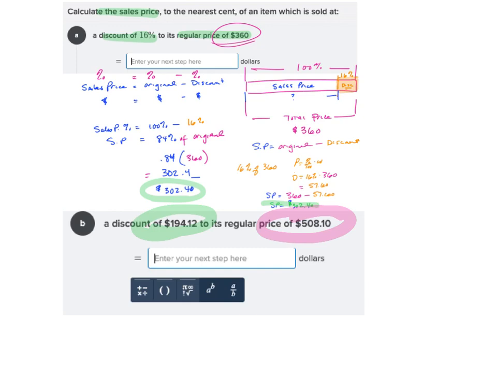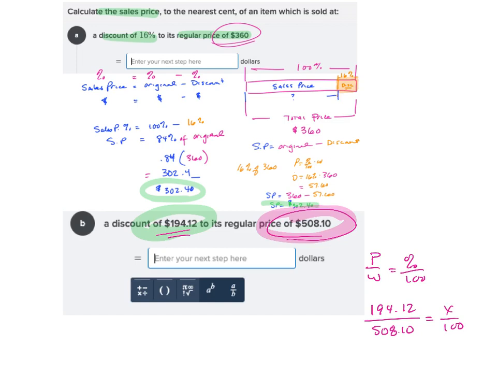So what we'd be doing is setting this up. Again, we want to know what percent, right? And we've talked about that you're going to have part over the whole equals the percent over 100. And we want to know what part did we take off. Again, we're going to have 194.12. That's the part. The whole is the original cost. So we're going to have that over 508.10 equals x over 100.